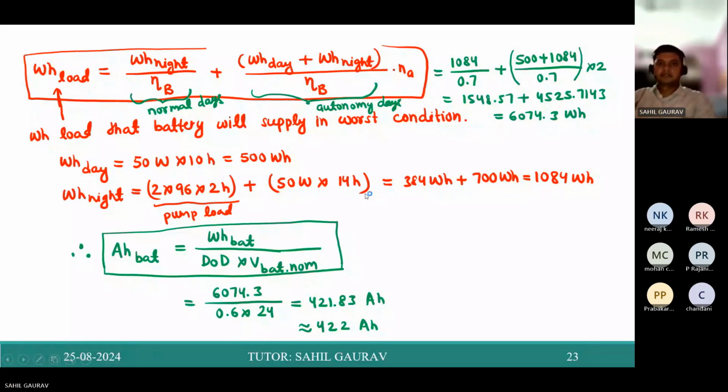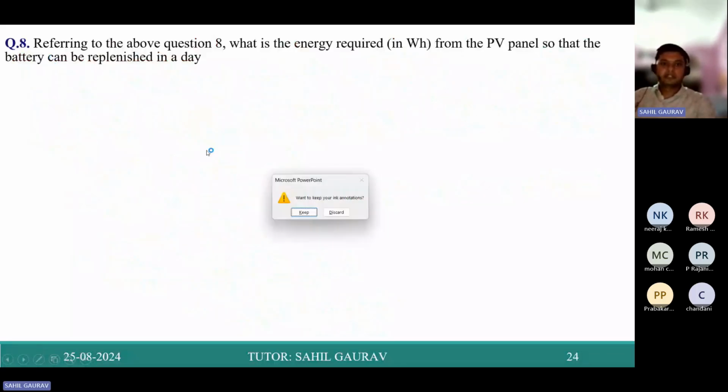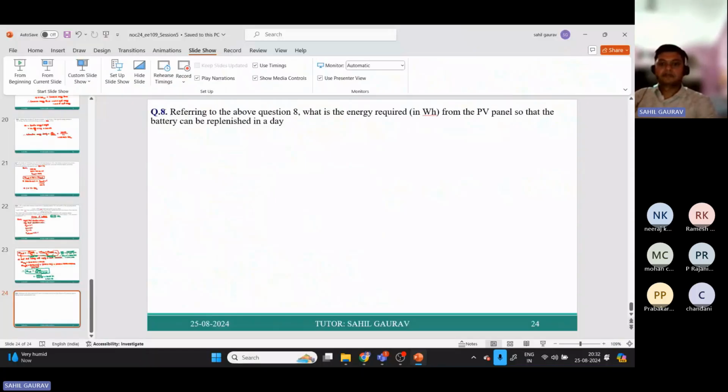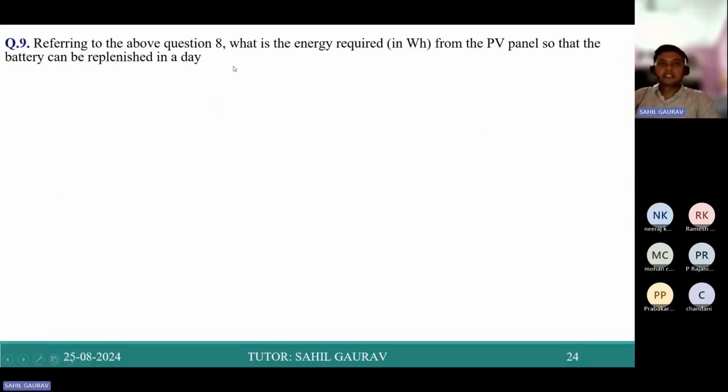Okay, so coming to the last problem. I have not taken that many problems today. So this is the last problem, question number 9. Referring to the previous question 8, what is the energy required in watt hour from the PV panel so that the battery can be replenished in a day? So we have to do the PV array sizing.